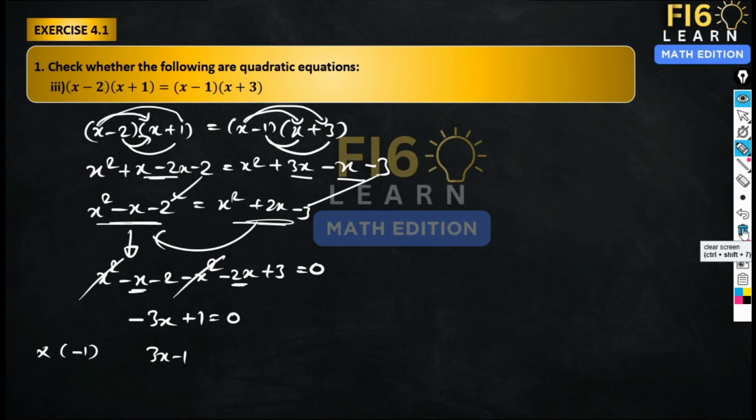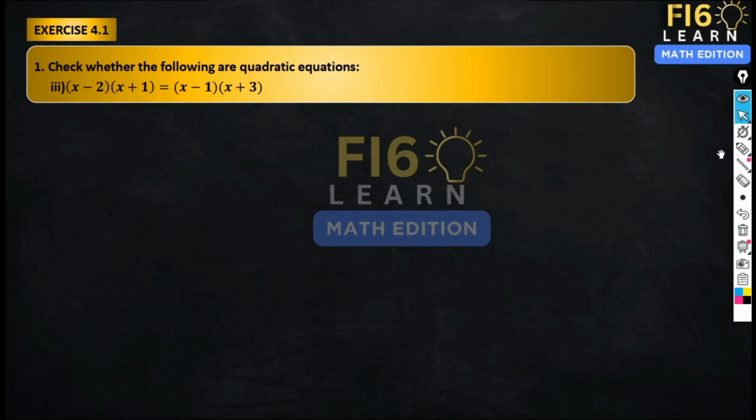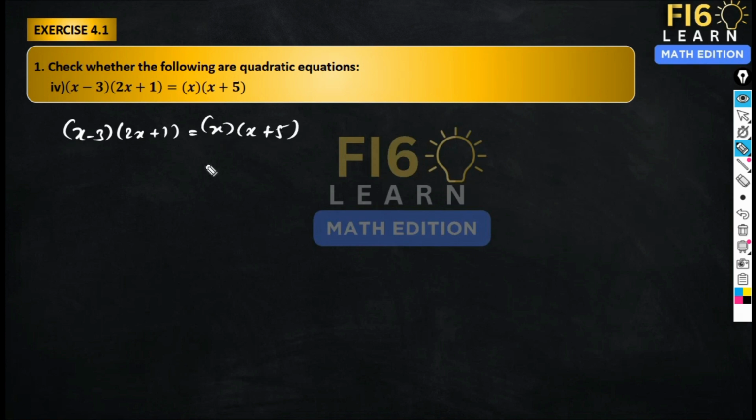Let's go to the next question, question number 4. Left side we have x minus 3 into 2x plus 1 is equal to x into x plus 5. Okay, so just do the same thing that you have done in the previous question. So x into 2x will become 2x square, x into 1 becomes plus x, and minus 3 into 2x becomes minus 6x, and minus 3 into 1 becomes minus 3, is equal to x into x is x square, and x into 5 is 5x.